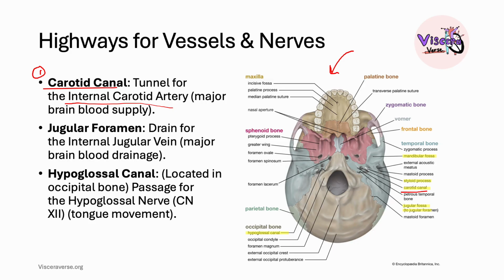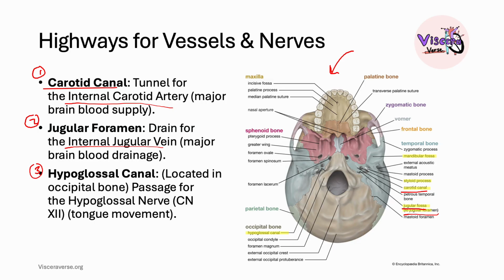Slightly posterior to it, you will see the jugular fossa leading to the jugular foramen. The jugular foramen is important because it's a passage for the internal jugular vein. This is the major brain blood drainage.